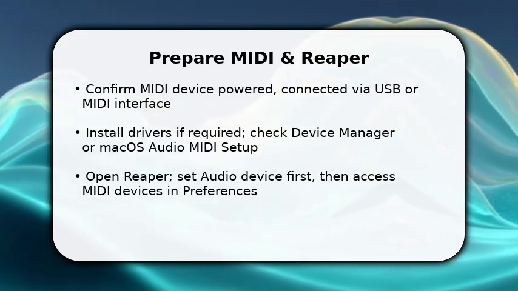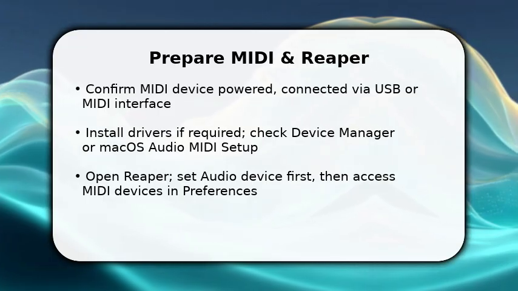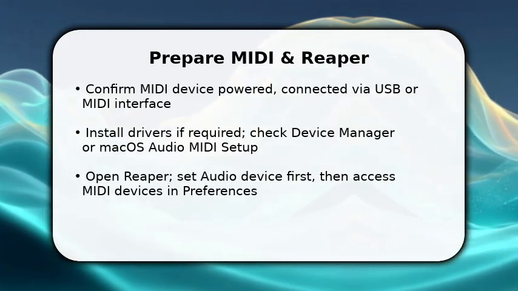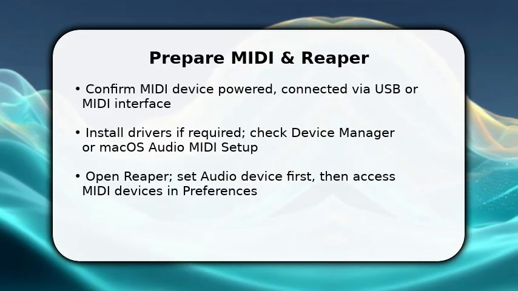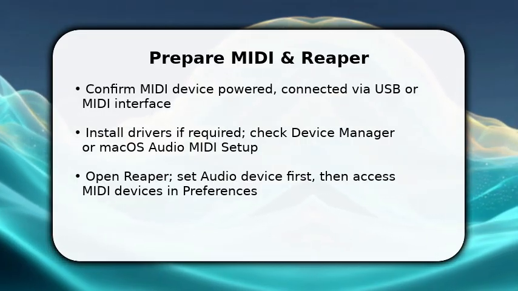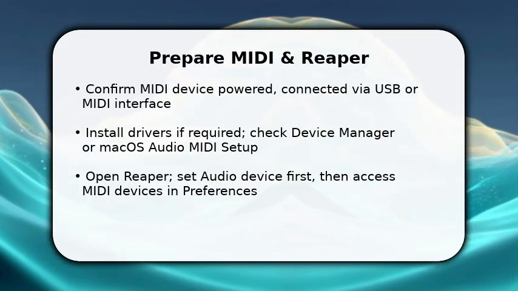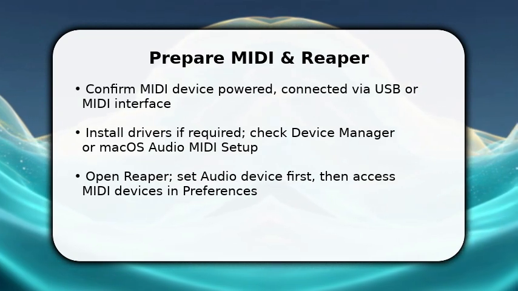Open Reaper and choose your audio device first to avoid sample rate conflicts. Then go to Options, Preferences, MIDI devices to view inputs. This first step ensures clean signal routing before you create tracks and arm inputs.